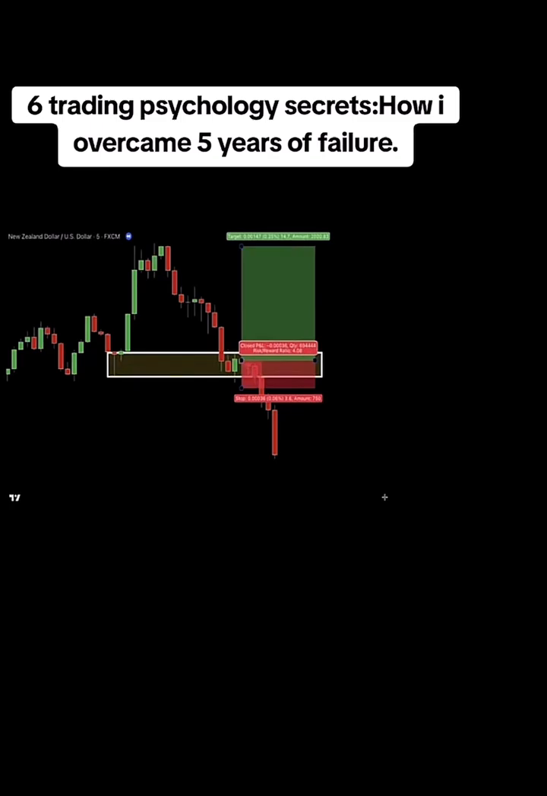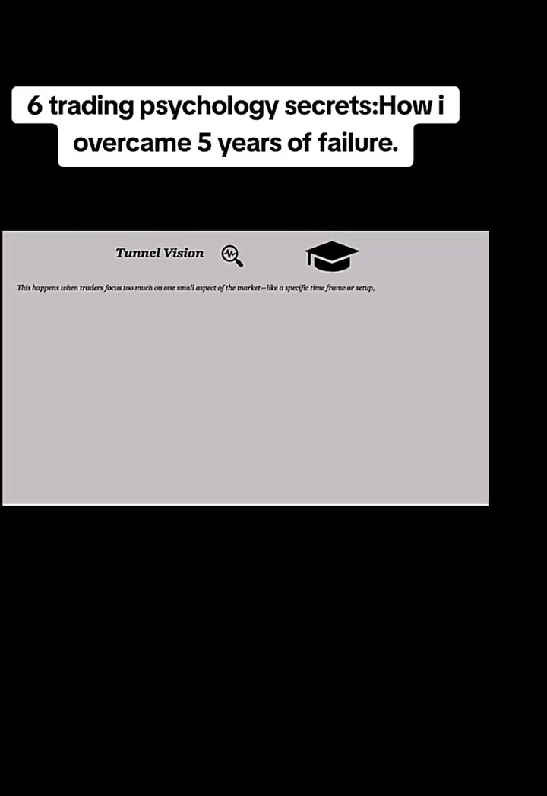This is a classic example of a psychological issue known as tunnel vision or narrow framing. This happens when traders focus too much on one small aspect of the market, like a specific time frame or setup, while ignoring the broader context. It's a cognitive bias that leads to short-sighted decisions, often driven by impatience or the desire for quick results.